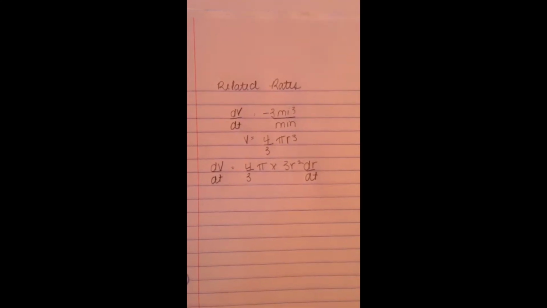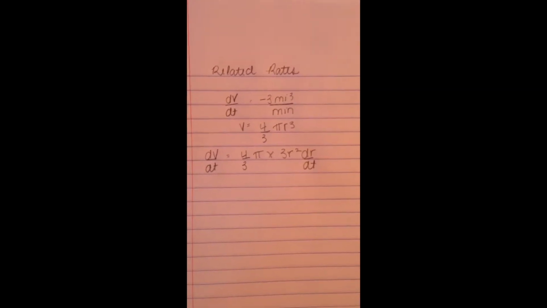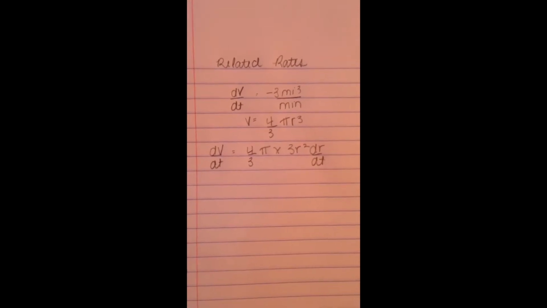To find dr/dt, you differentiate the volume equation with respect to time. Doing that involves using the chain rule. To do that, you're going to do 4/3 pi times 3r squared by bringing down your r cubed, and then differentiate r with respect to t, which will be dr/dt.